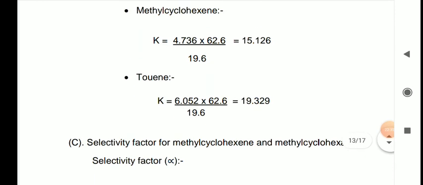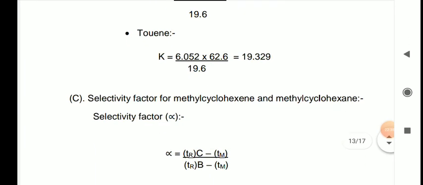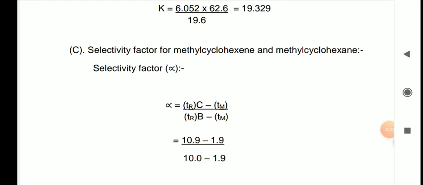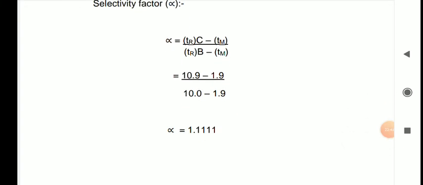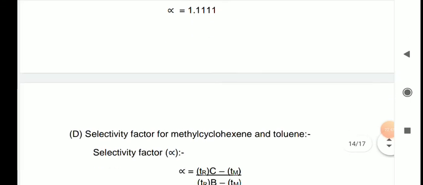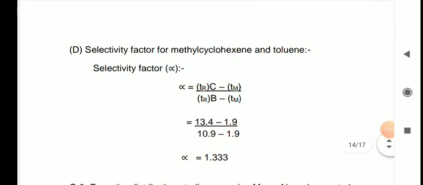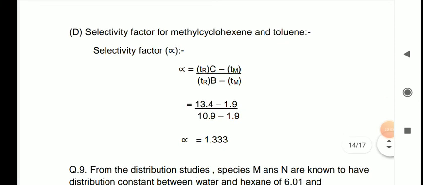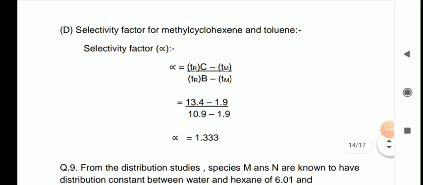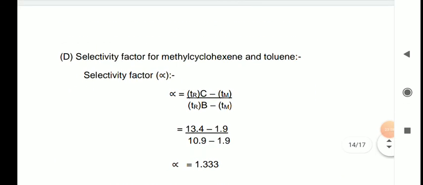Now they want the selectivity factor for methyl cyclohexene and cyclohexane. The formula you know, TRC minus TM upon TRB minus TM. So 10.9 minus 1.9 upon 10 minus 1.9. So that will give 1.111. They want the selectivity factor for methyl cyclohexene and toluene. So it will be TRC minus TM upon TRB minus TM. So it will be 13.4 minus 1.9 upon 10.9 minus 1.9. So that is 1.333. Okay.